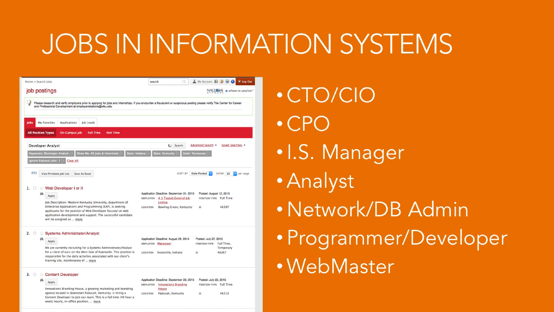You still have got to demonstrate that you are the person for these jobs, and it starts more at this level than it does up here at the top. But down here, you've got to start planning to do these things early in your academic career so you can get those legitimate experiences to make you a good fit. So that's the jobs in information systems.